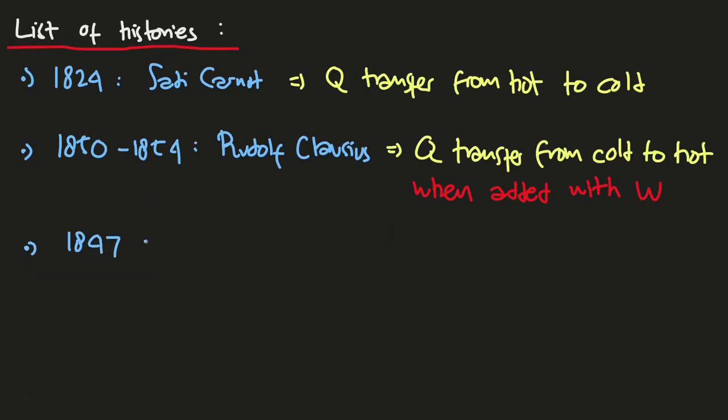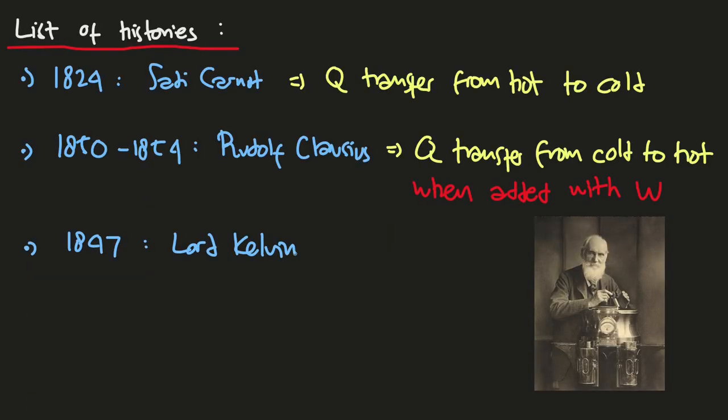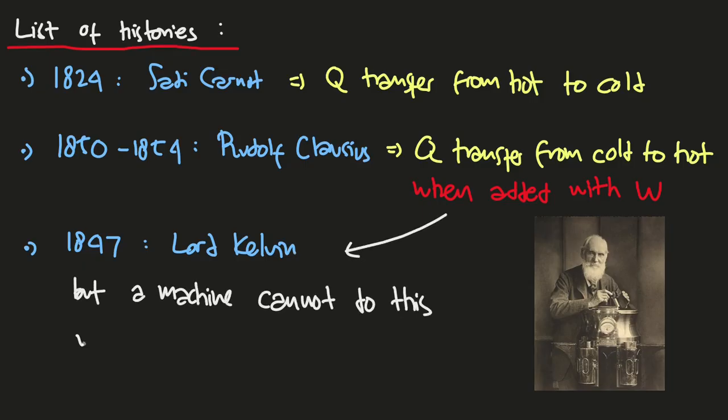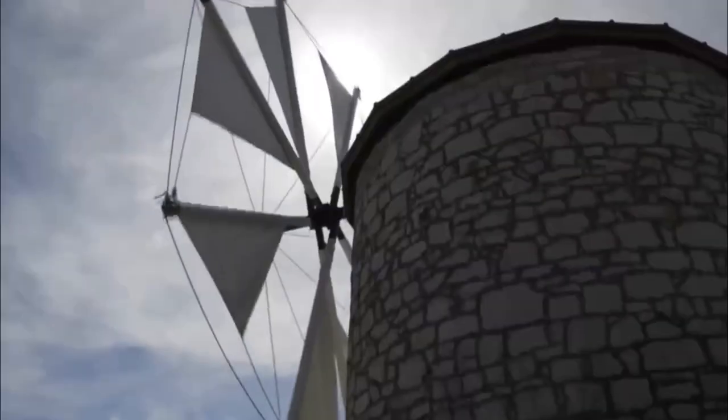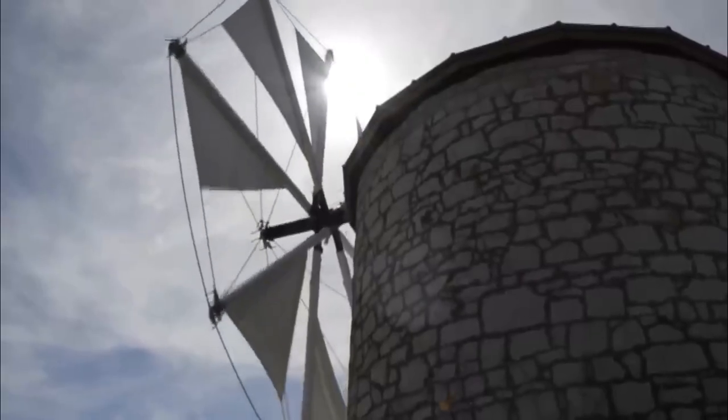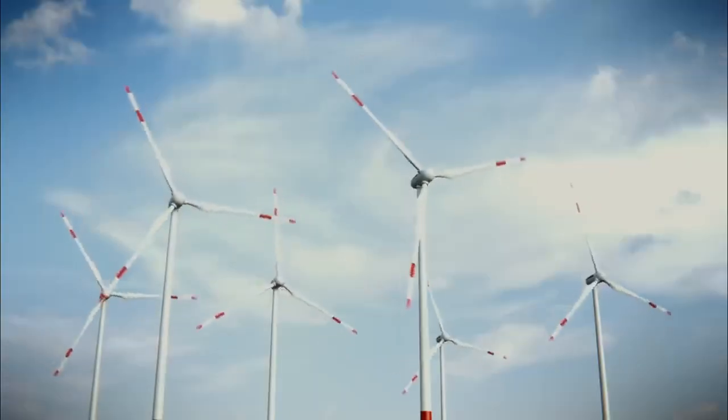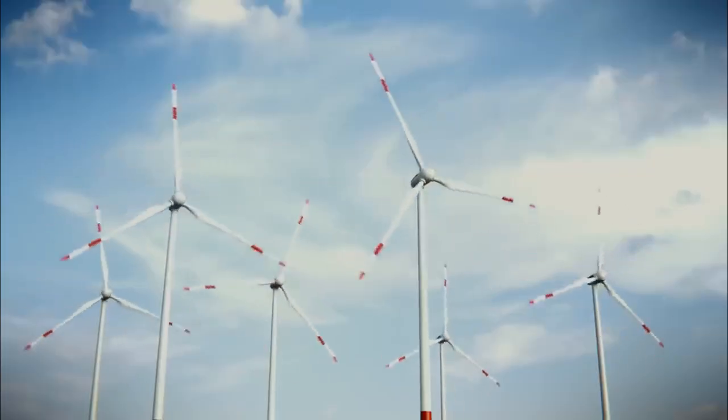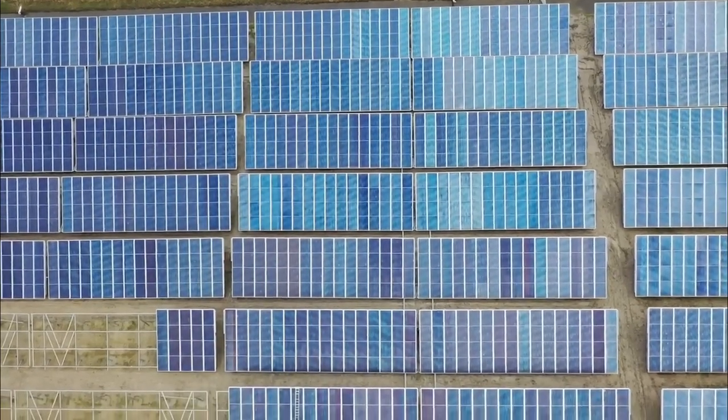But 3 years before, Lord Kelvin had the same statement, with a note that a machine cannot do this without W, or work. This statement blocked our idealism about perpetual motion, or a perpetual engine, that is, a heat engine that can convert all heat to work, which is impossible in our modern knowledge.